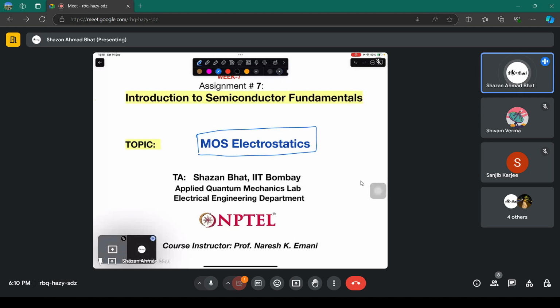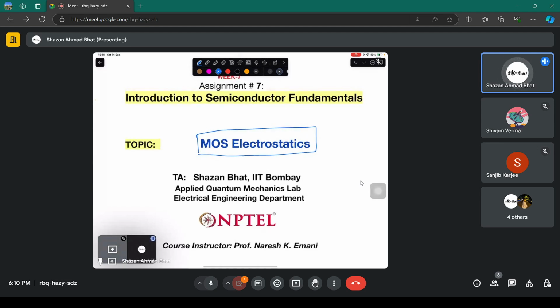And as per the protocols, we need to introduce ourselves. I'm Shahzad Bhatt from IIT Bombay. I'm working in the electrical engineering department, and this is the Introduction to Semiconductor Fundamentals course offered by IIT Edge, for which the instructor is Professor Naresh Kumar Imani.